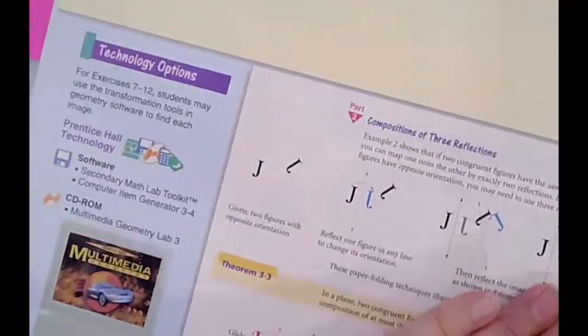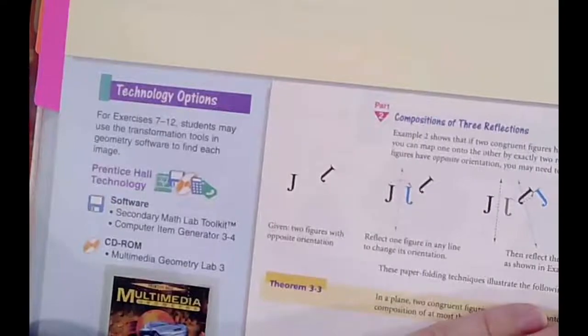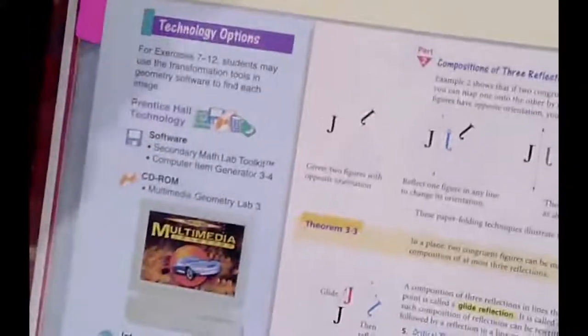Flip the page over, and then we get into compositions of 3 reflections. So we're going from 2 to 3. Bear with me.